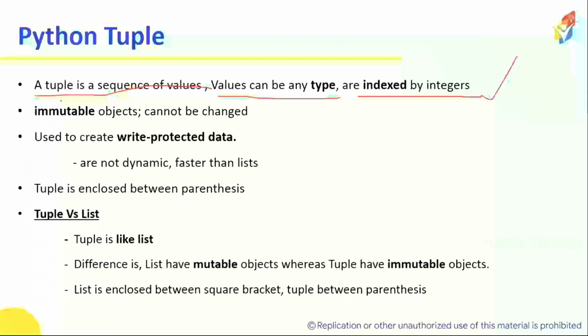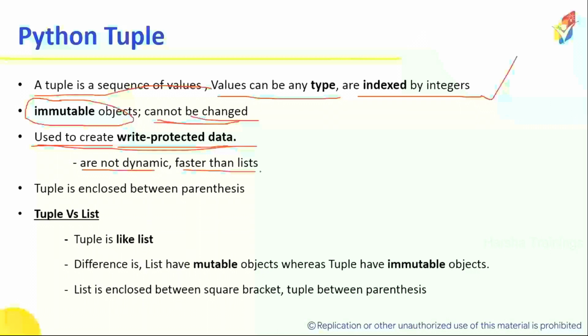One important difference between list and tuple is tuples are immutable objects. I cannot add elements, I cannot change elements, I cannot delete elements. Tuples are used to create write protected data. In order to safeguard my data, list is not a right way, because I can add, delete, and update a list, but once the tuple is created, I can store write protected data. Tuples are not dynamic like list, but they are faster than lists. Tuples are enclosed in parentheses.